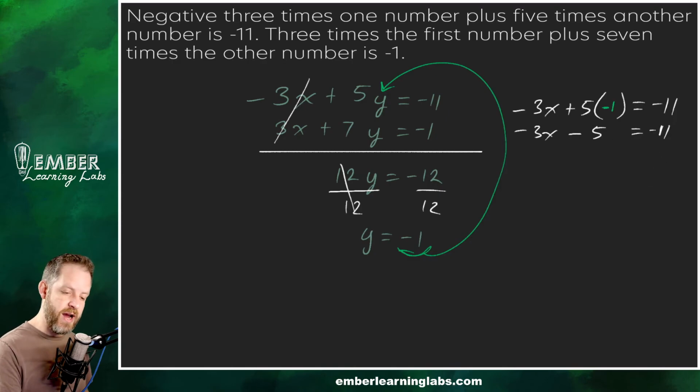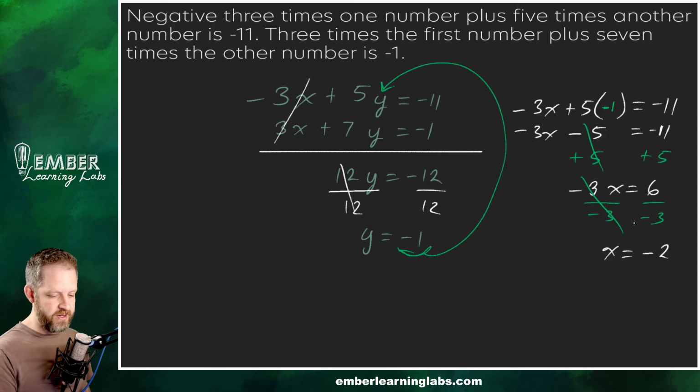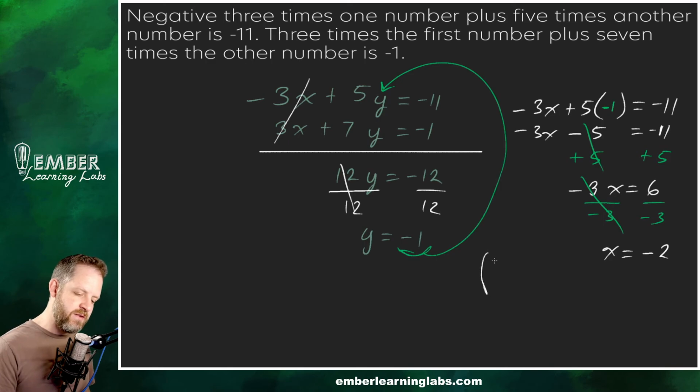This 5 is subtracted, so to get rid of it, we're going to add 5 to both sides. Those cancel, leaving us with negative 3x equals negative 11 plus 5 is negative 6. Then we're going to divide off that negative 3. x equals 2. Different signs gives us a negative on multiplication division. Our answer is 2, negative 1.